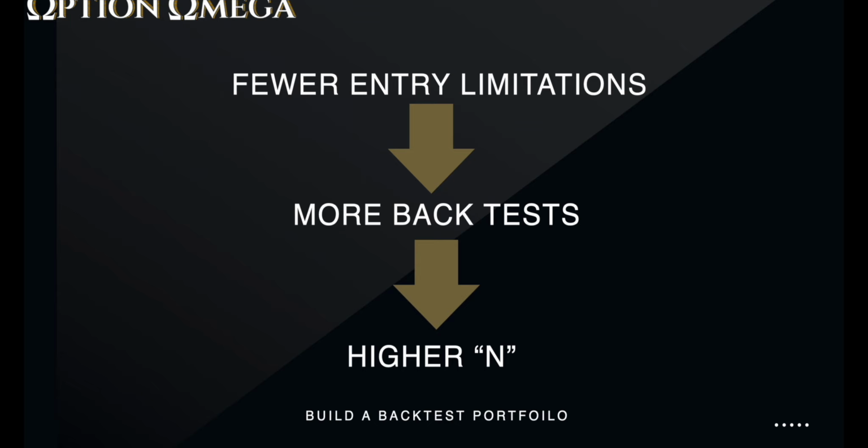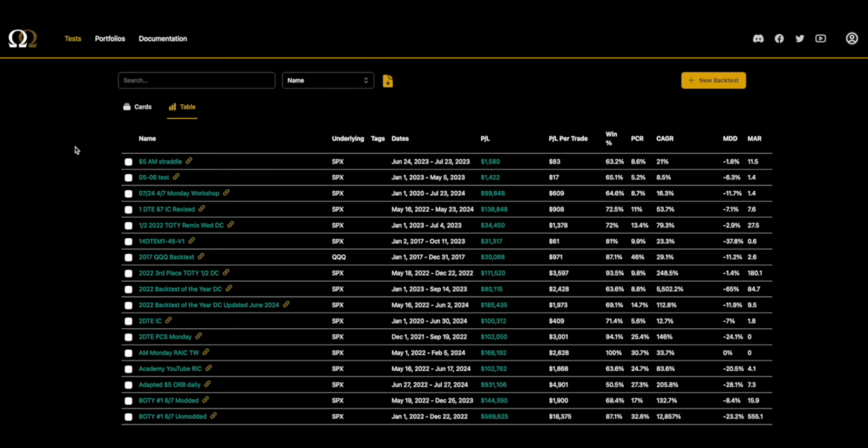What I'm talking about is making a portfolio that has uncorrelated strategies and eliminating the curve fitting and making it less fitted so you have fewer entry guide rails, fewer entry limitations. And the goal of that is that we get more backtests and we can have more confidence in the backtests because they're more rigorous. That's what we're striving for. Okay, with that being said, let's get down to some backtests.